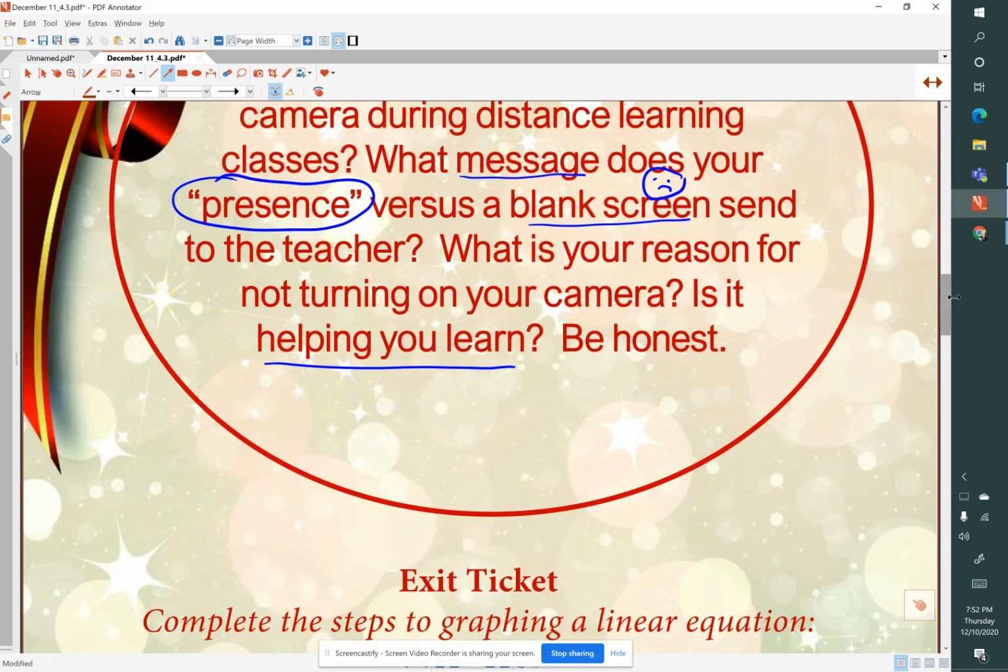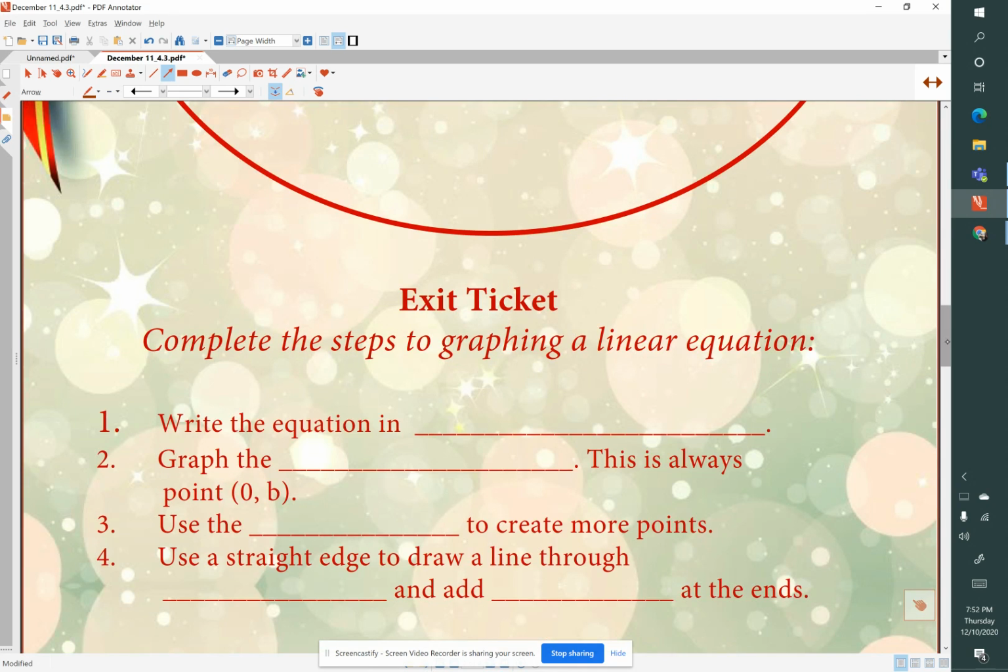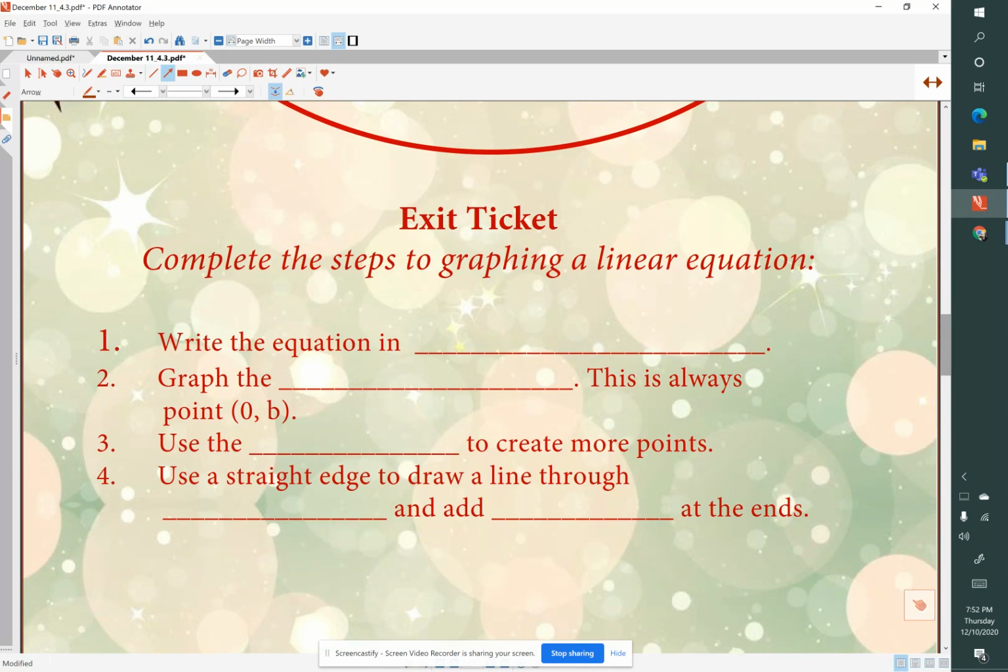You do have some homework, but let's work on our exit ticket. Write the equation in slope-intercept form, steps to graphing an equation, okay? I'd like you to memorize these. So write the equation in slope-intercept form. Graph the y-intercept. This is always the point 0, comma, and then the b value.